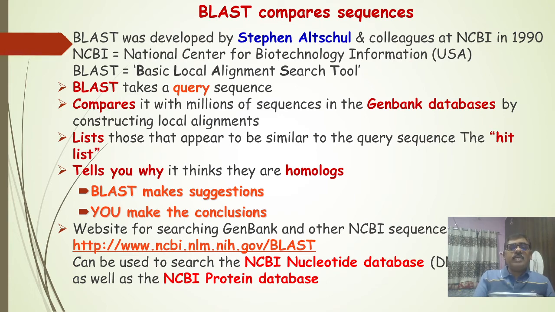BLAST takes the query sequence and compares it with millions of sequences in the GenBank databases by constructing local alignments. After that, it lists all those that appear to be similar to the query sequence, and that we call a hit list. And it tells you why it thinks that they are homologous or similar. BLAST gives us suggestions, and you have to come to the conclusion from those suggestions.